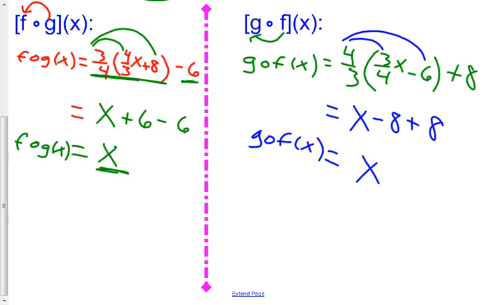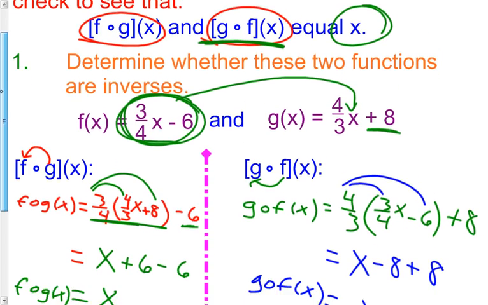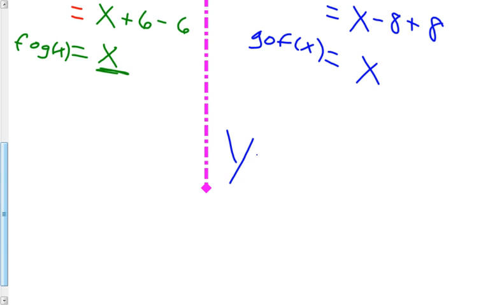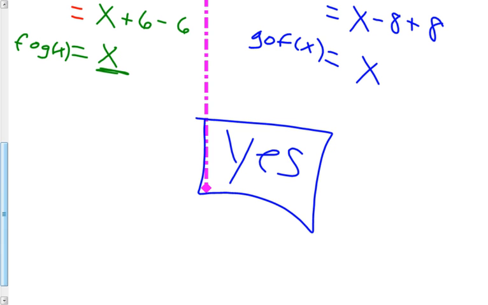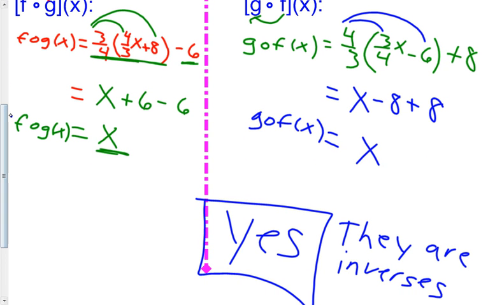So to answer our question from back up top, determine whether these two functions are inverses of each other, you can just write yes, they are inverses of each other. Certainly, I need to see your work. If you just guess on a test, I understand that you have a 50-50 chance of getting it right, but I need to see that f of g of x equals x and g of f of x equals x. Yes, they are inverses.